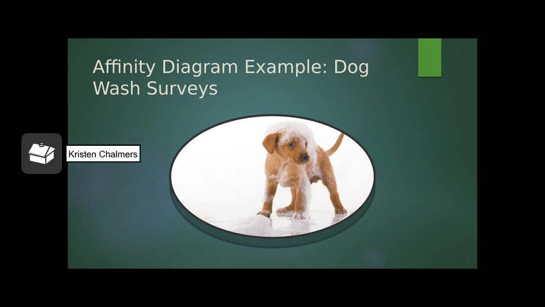So now we've figured out how to actually create an affinity diagram. We finished that, we know how to do that. So now we can move on to an example. I have compiled survey data from a dog wash that my team is currently writing up the project documents for. And this just kind of gives us a better idea of the real life application of an affinity diagram.